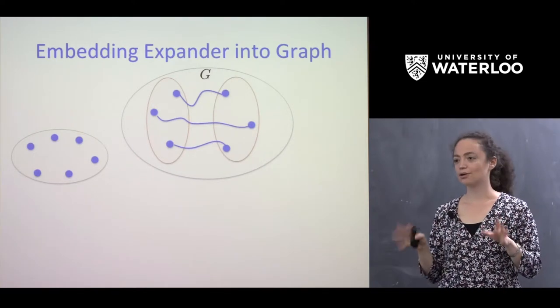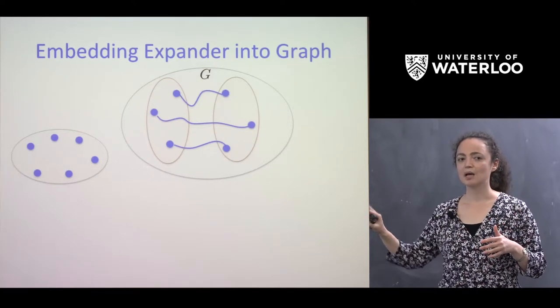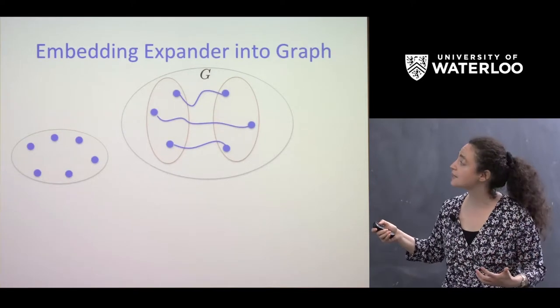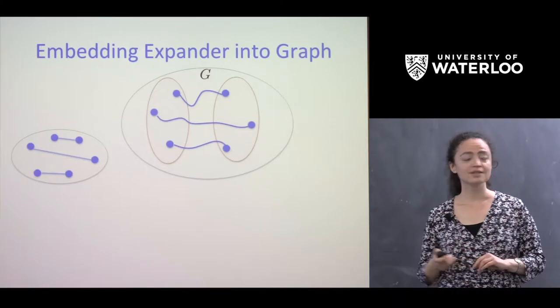I have absolutely no control over which matching is going to be routed. I'll get some matching. But I can think about this matching as the response of the matching player. So I'll take the edges of this matching and add them to the graph I'm building. And then I'll just keep on going like that.